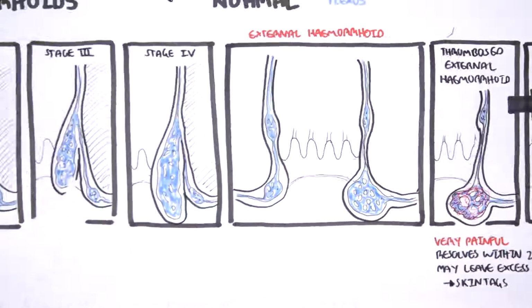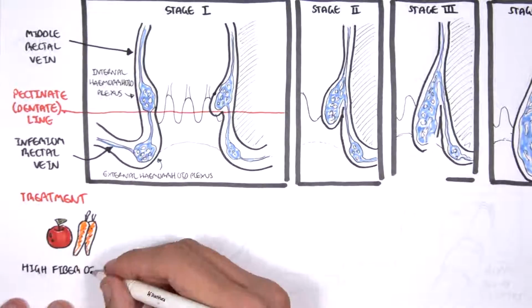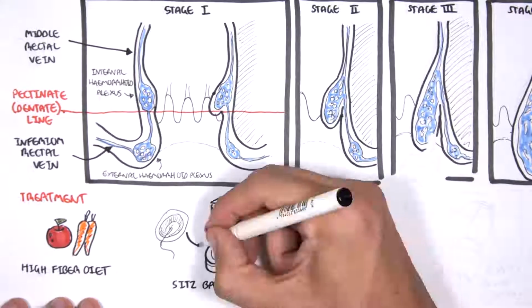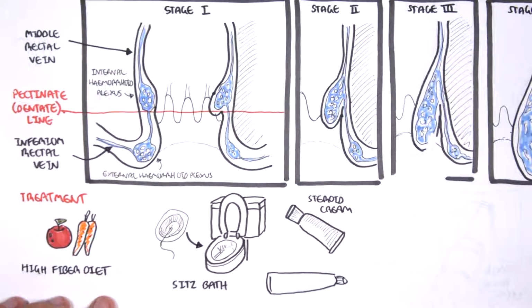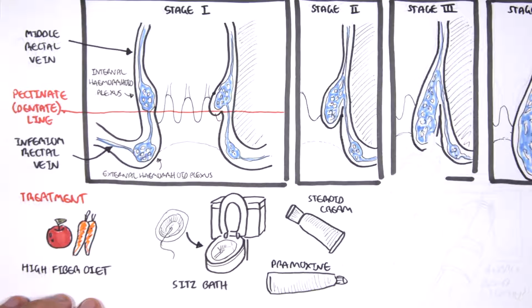So let's look at treatment now. Treatment for stage 1 and 2 internal hemorrhoids consists of a high fiber diet and a sitz bath, and a sitz bath is a warm, shallow bath that cleanses the perineum, which is the space between the rectum and the genital area. Steroid creams and pramoxine can also be used. Pramoxine is an anesthetic and an antipruritic agent, so anti-itching.